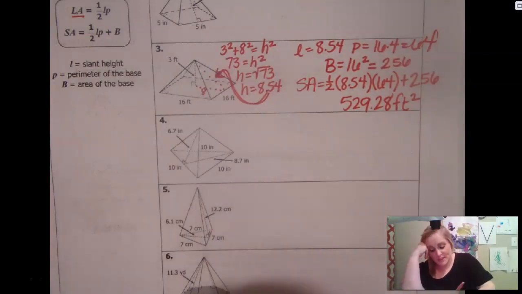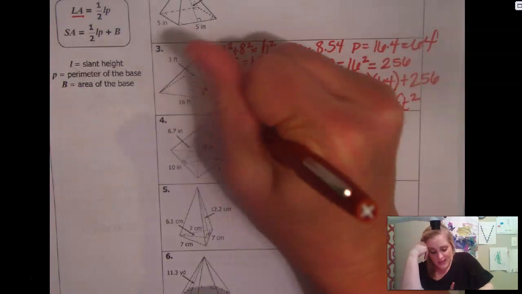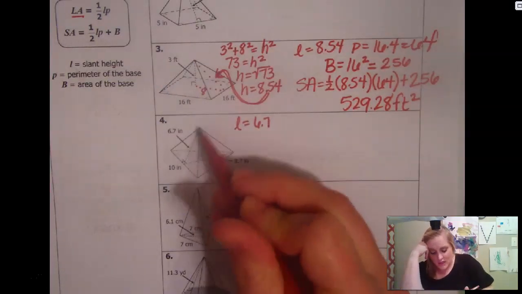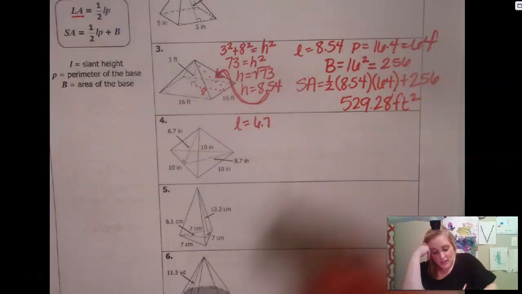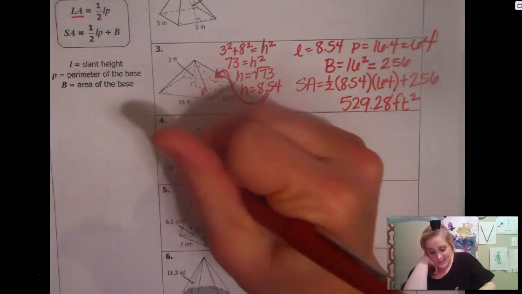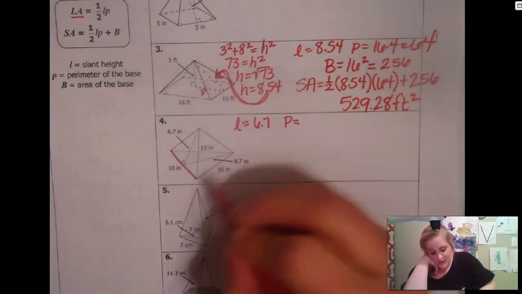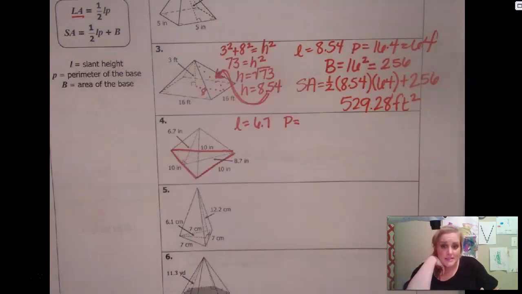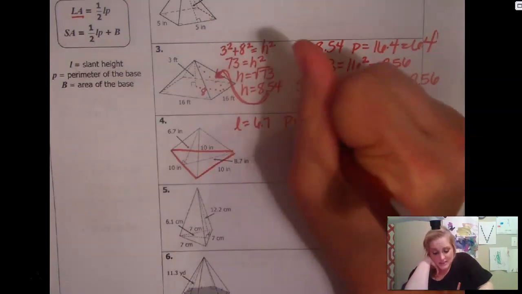Okay, so we still need our lateral height, which is 6.7. You see that? 6.7. We are going to want to find the perimeter. Our base is 10, 10, 10. So 10 plus 10 plus 10 is 30.